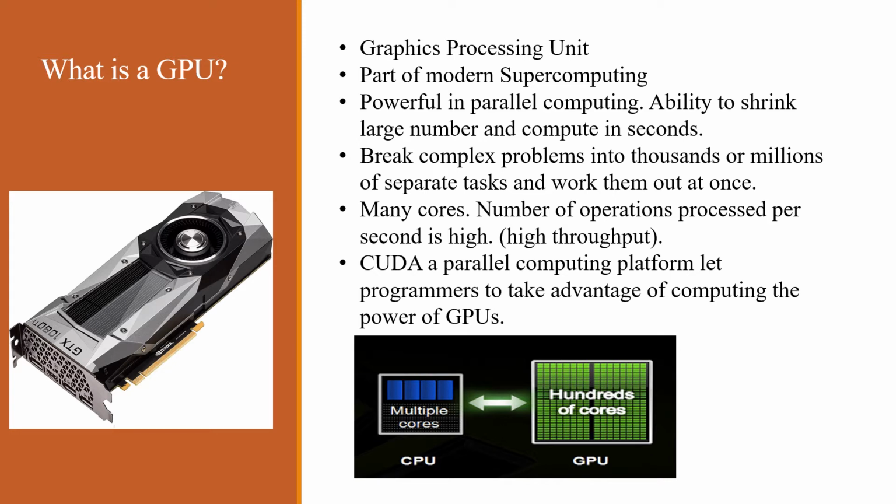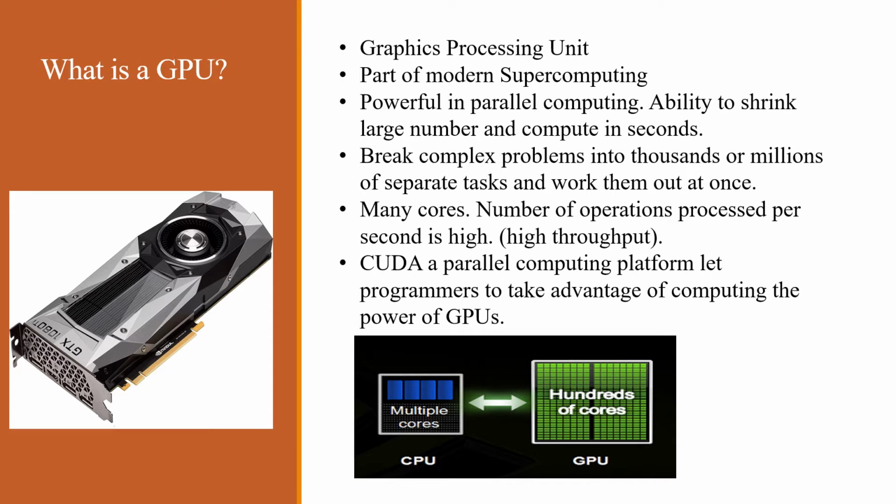GPUs are a part of supercomputing. The performance is computed using flops, floating point operations per second, and it is powerful in parallel computing. It has the ability to crunch large numbers and compute in seconds. Also, it breaks complex problems into thousands or millions of separate tasks and works them out at once. GPUs are many-core. The number of operations processed is very high due to that nature, and CUDA is a parallel computing platform that lets programmers take advantage of the computing power of GPUs.